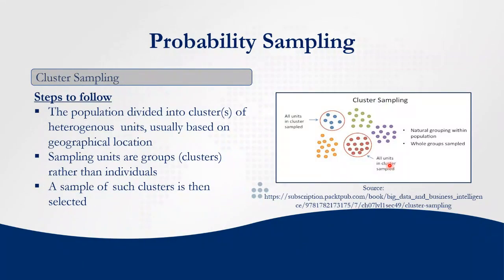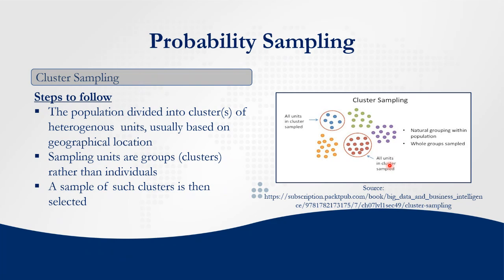Cluster sampling is another approach where you divide the population into clusters. Usually it's used in a geographical setting, where you can divide, for example, your households into groups, which you will call clusters.